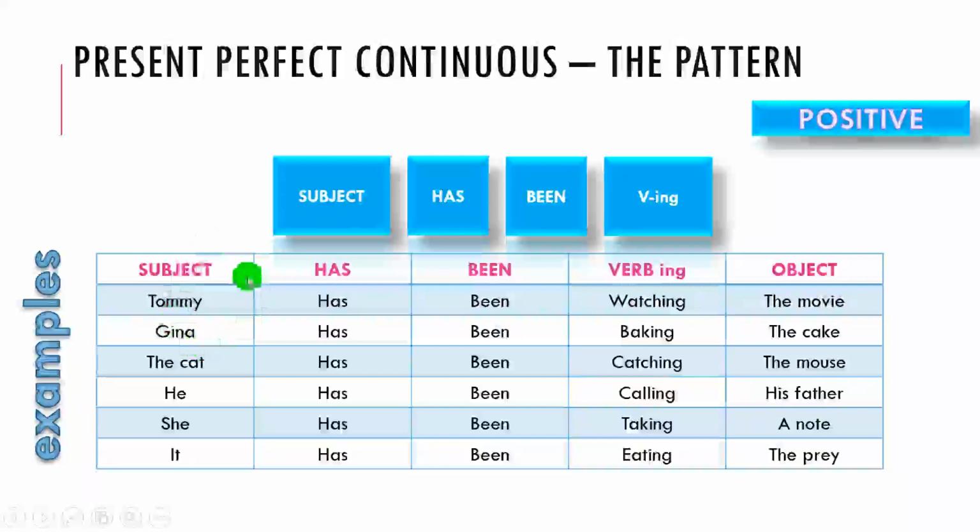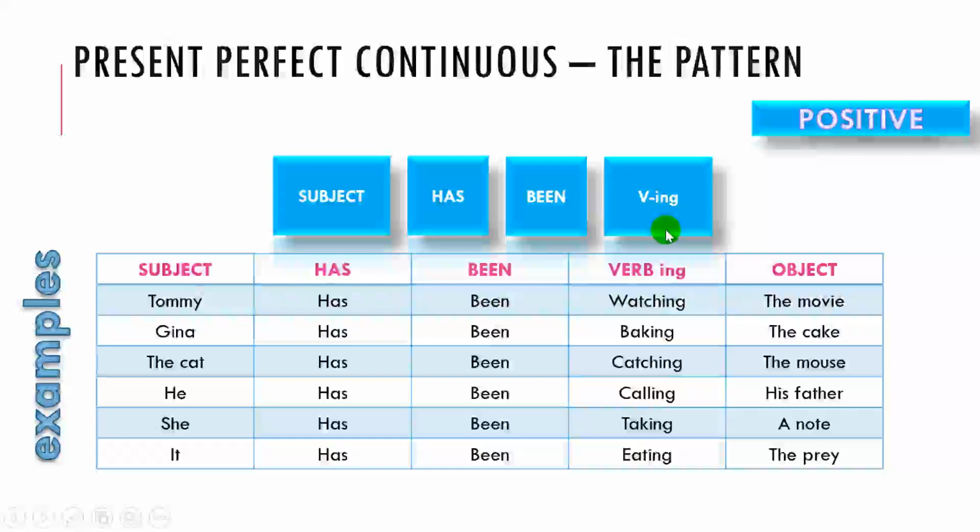So here, as we see from the examples, all of the subjects belong to the singular subjects. And because of the pattern, for the singular subject, we have to use has. And this is the characteristic of present perfect continuous. We always see the use of been and also verb ing.